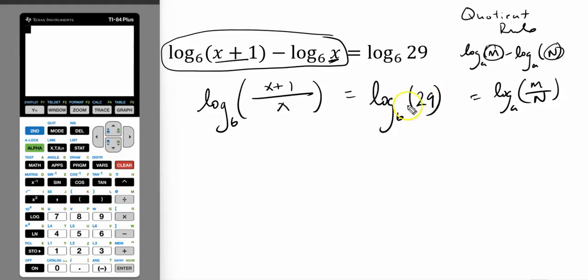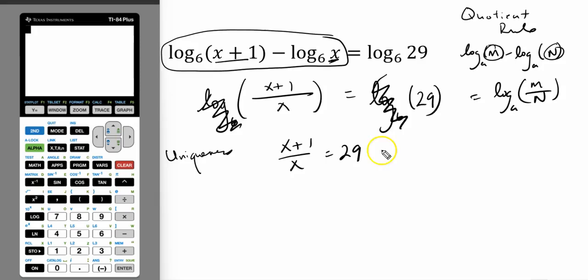Now I have single logarithms on each side, so I can use the uniqueness property. The uniqueness property says if you have single logarithms on each side with the same base, then the arguments are equal to each other. Now I need to solve this for x. I have an expression here where x is in the numerator and denominator, so how am I going to proceed? I proceed by getting rid of the denominator, and the way I do that is I multiply both sides by whatever the denominator is. Understand you cannot cancel x in that fraction. You have to have a product in the numerator to cancel, and we don't. So by design, those cancel, and I'm left with x plus 1 equals 29x.